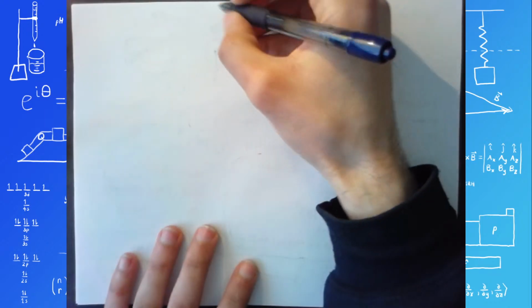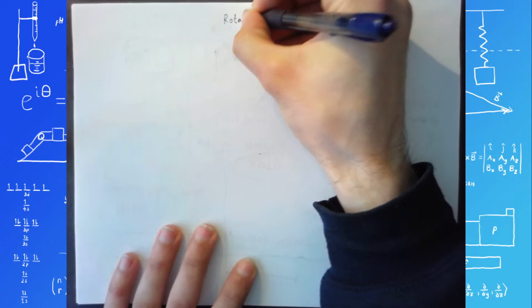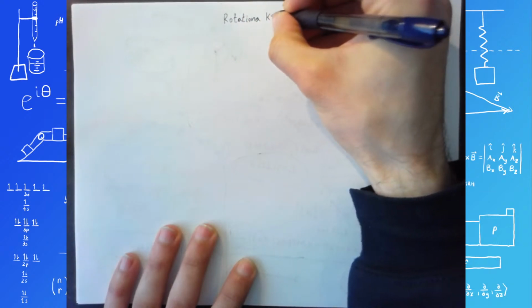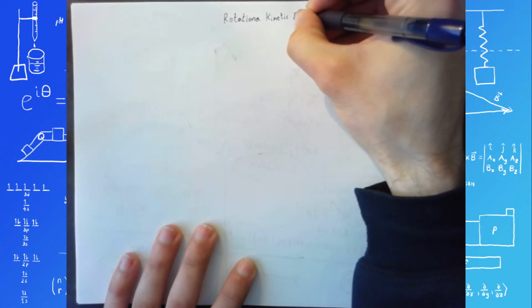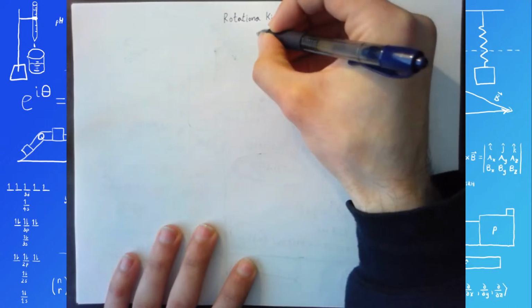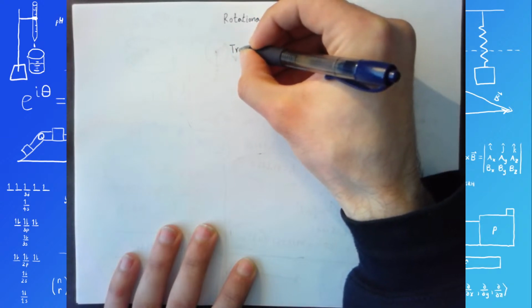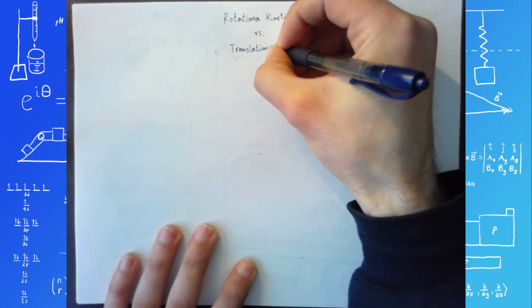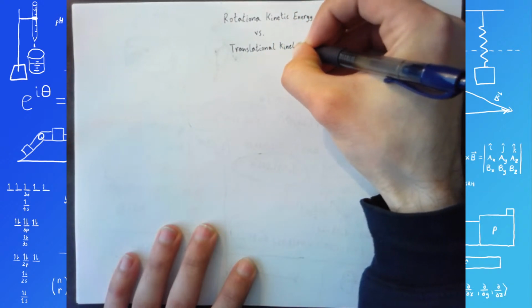Rotational kinetic energy, as opposed to the kinetic energy that we've been dealing with up to this point, which is translational kinetic energy.